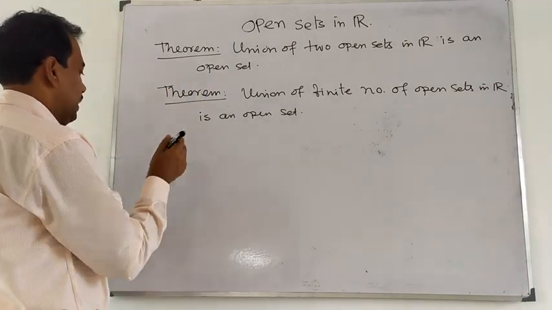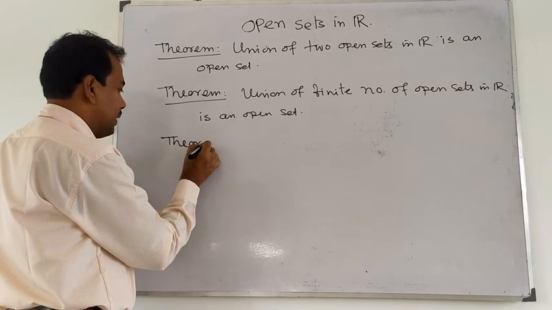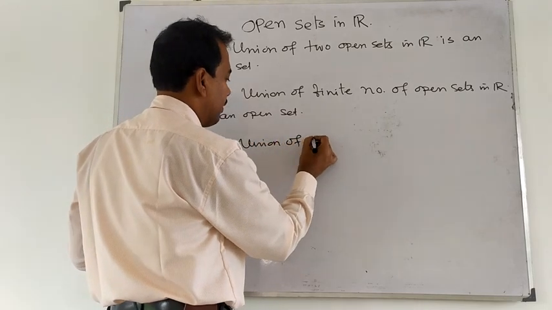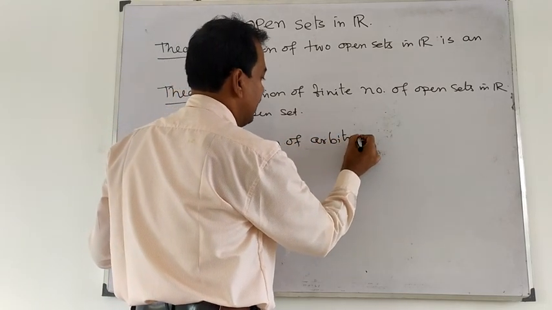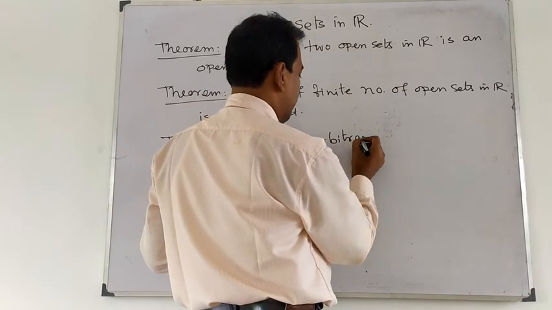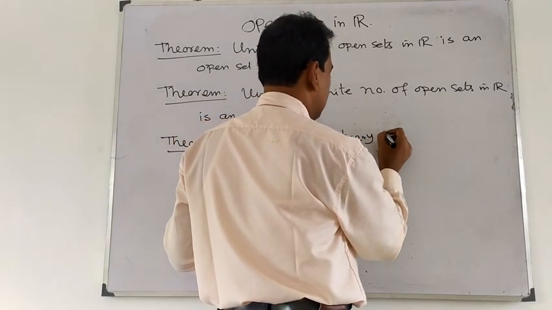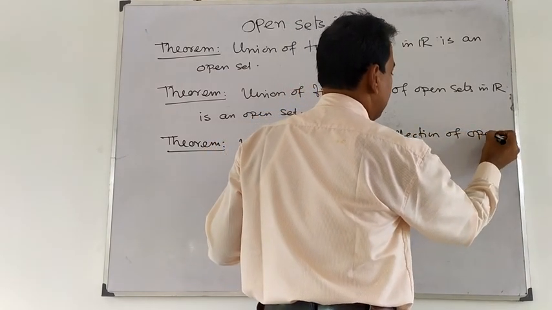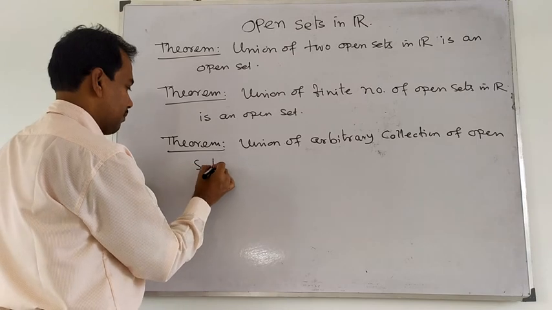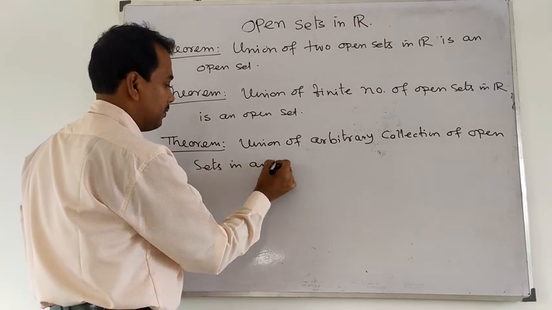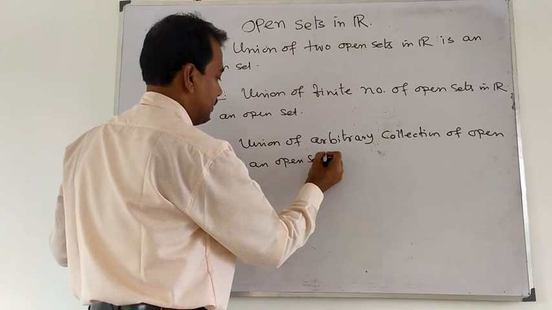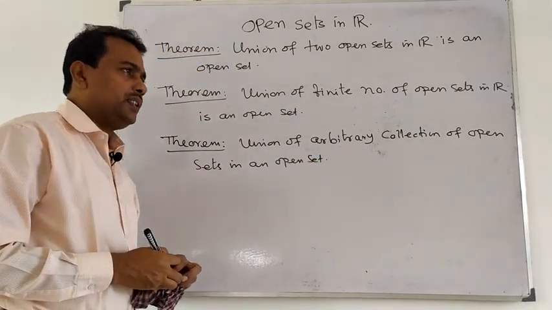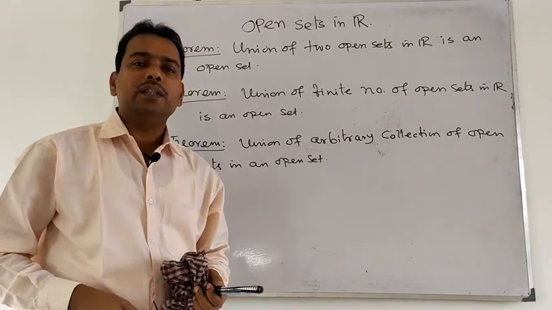Now, in a similar way, we can prove that the union of an arbitrary collection of open sets is an open set. Any collection, if we take any number of open sets, then their union is always an open set.